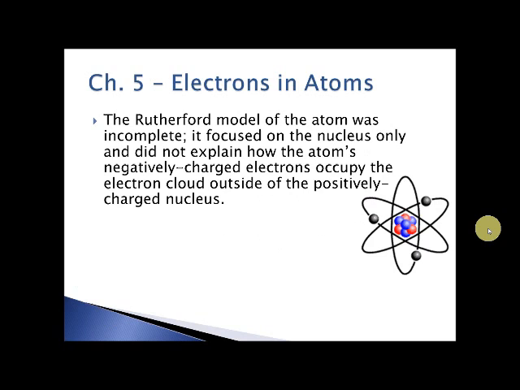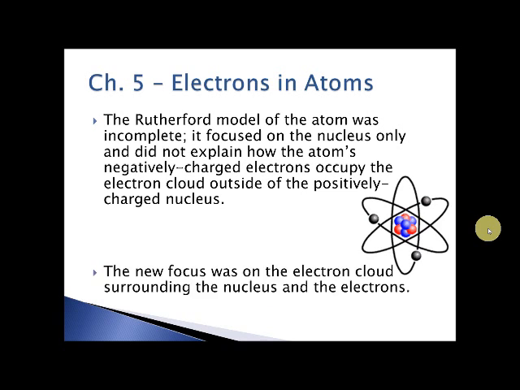Okay, so those are all the symbols that we have to know. Let's go ahead and start our notes. We are going to be focusing on the electrons this time, because when Rutherford came up with his model of the atom, he was only focusing on the nucleus, and he didn't know how to explain the negatively charged electrons and where they occupy the electron cloud outside of the nucleus. He just wasn't focusing on it. So the new focus was on the electron cloud surrounding the nucleus and its electrons, and the electrons are super important to chemistry.